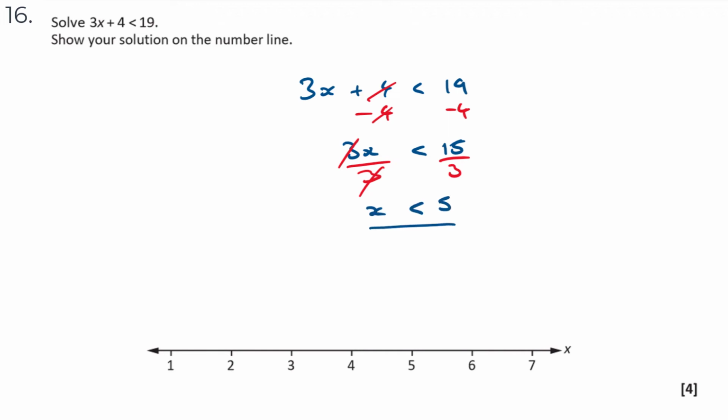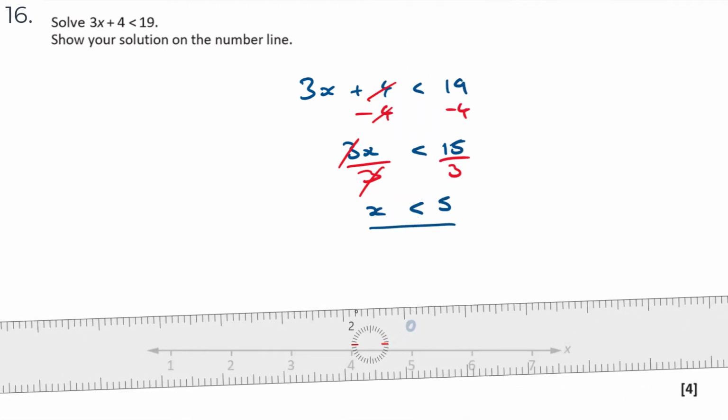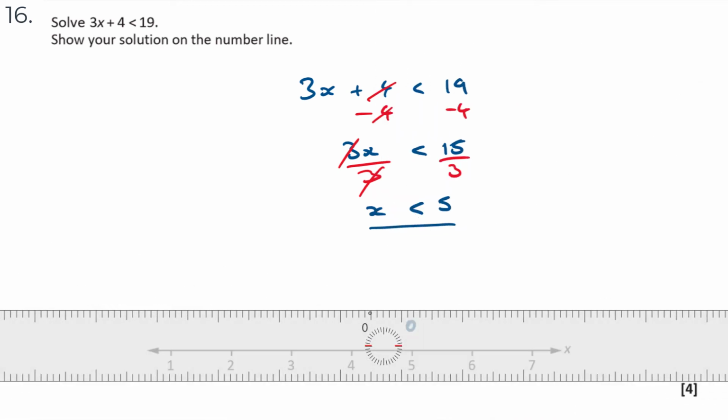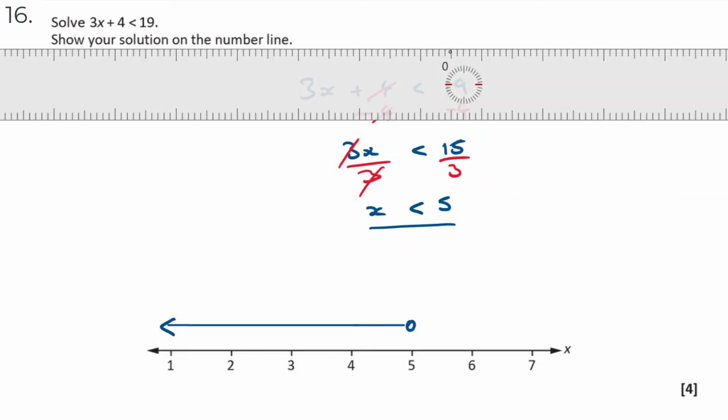Okay? Now I can show that on the number line by putting an open circle above 5. Now, if it was less than or equal to, I would fill that circle in, okay? Because the 5 would be part of my solution. But because it's strictly less than, I use an open circle on 5, okay? And then I'm going to point at all the values less than 5. So I'm going to draw a line with my ruler going off to the left from that point, and carrying on in that direction.